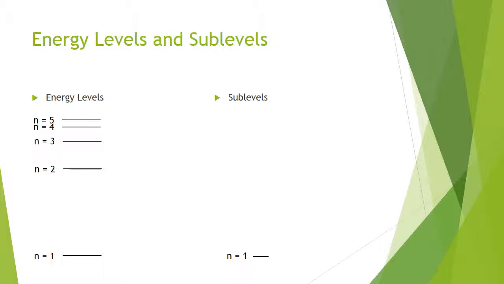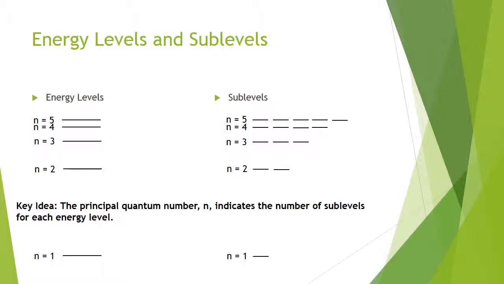So for example, the first level, n equals 1, has just one sublevel. The second energy level, n equals 2, has two sublevels, and I'm representing that here by these two lines. The third energy level has three sublevels, and so on. The fourth has 4, the fifth has 5. So the key idea here is that the principal quantum number, that's n, that's how we designate our energy level, indicates the number of sublevels for each energy level. So in other words, if we were talking about the ninth energy level, the ninth energy level would contain 9 sublevels.